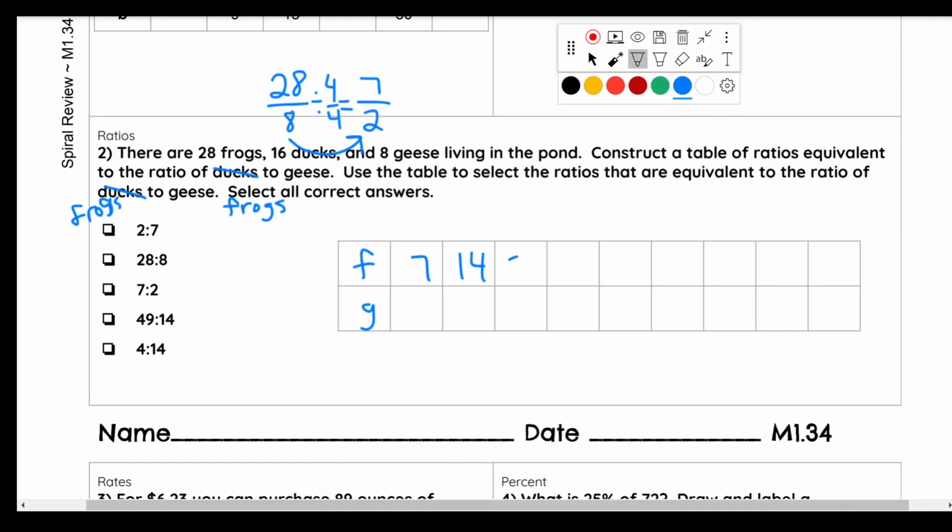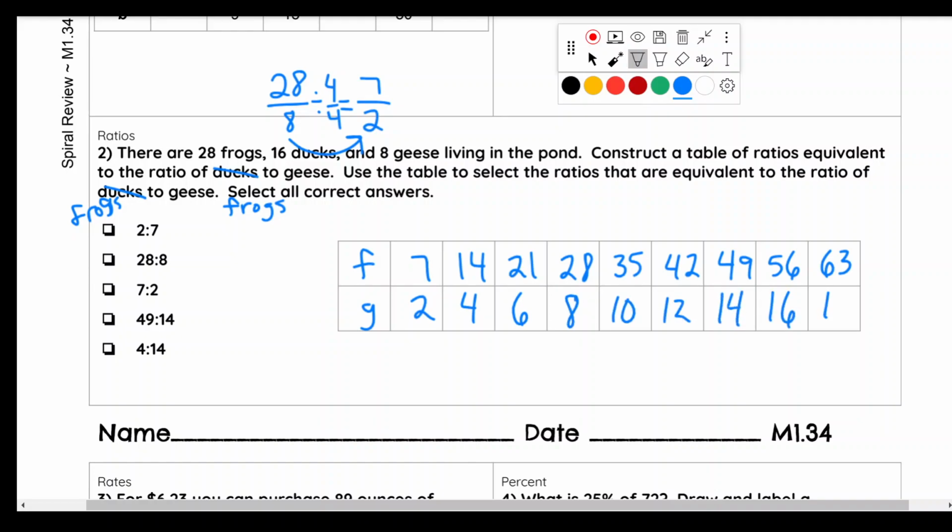7, 14, 21, 28, 35, 42, 49, 56, and 63. For the geese, I'm counting by 2s. 2, 4, 6, 8, 10, 12, 14, 16, and 18. Now that I have my table of frogs and geese, I can take a look and see which of these ratios are equivalent to the ratio of frogs to geese.